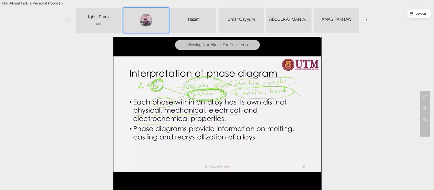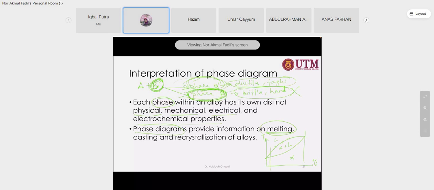Okay, the phase diagram provides information on melting, casting, and recrystallization of alloys. Okay, melting, what did I say just now? I mentioned the temperature where you can transform your alloy into liquid. Okay, just now there is a limit like this, temperature versus composition. Okay, this is liquid, this is alpha plus liquid, this is alpha. All right, so the phase diagram provides information on melting. Okay, so this is the melting point.